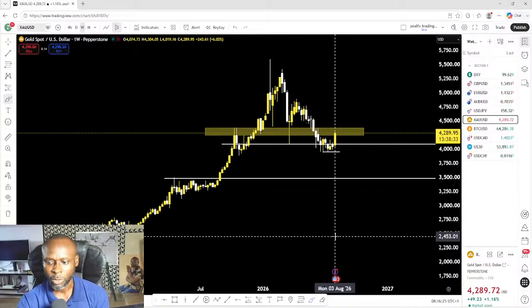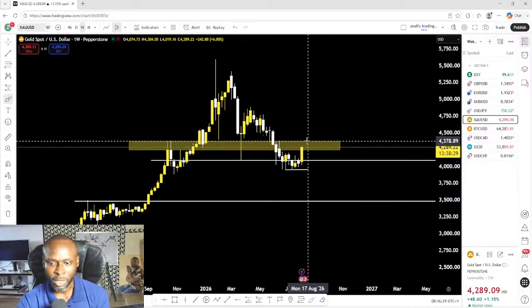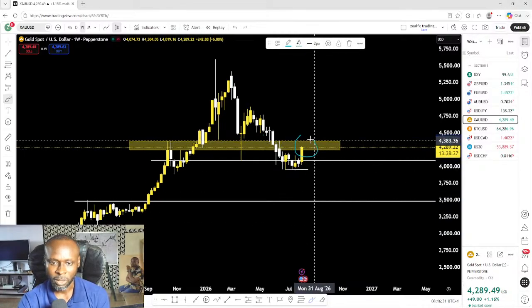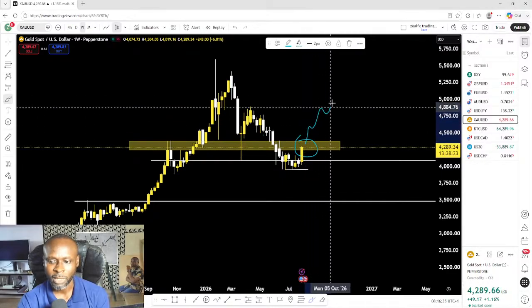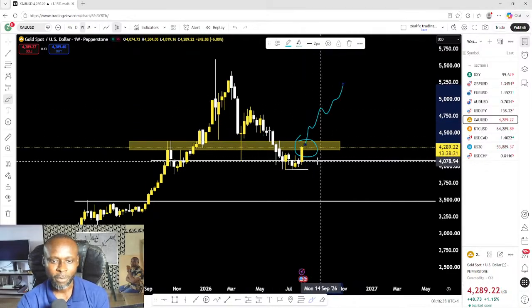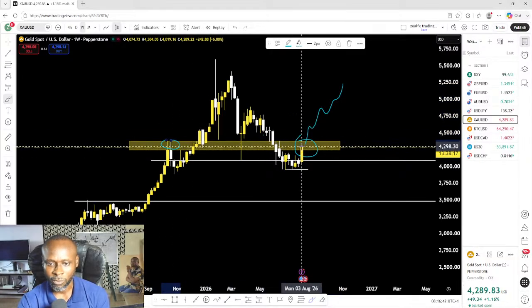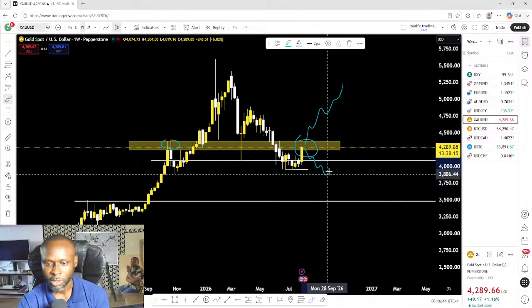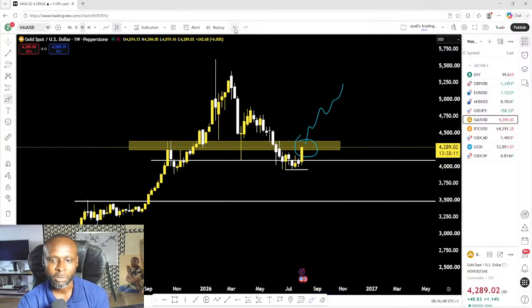The only reason we can start looking for buying opportunities is if we need price to break above this resistance level. If we have price break above this resistance level, we start looking for possible buying opportunities to the top. If price fails to close above that resistance level, we start looking for possible selling opportunities for gold to the downside. So gold on my weekly time frame still remains bearish, guys. We have a bearish trend on gold on the weekly time frame.